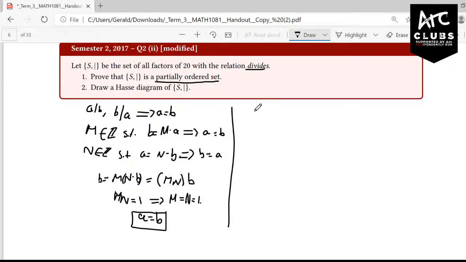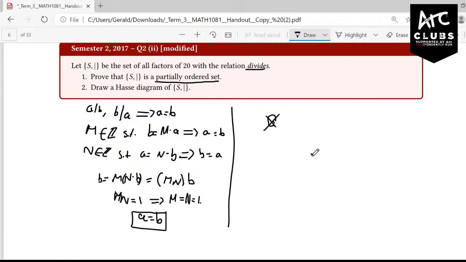Cool. So for part 2, we want to draw the hash diagram of S. When it comes to drawing the hash diagram, there are some things that you have to remember. The first thing is that we always assume that every element is reflexive, so we don't draw any self-cycles, meaning that we don't draw something like this. This is definitely something that we don't do.